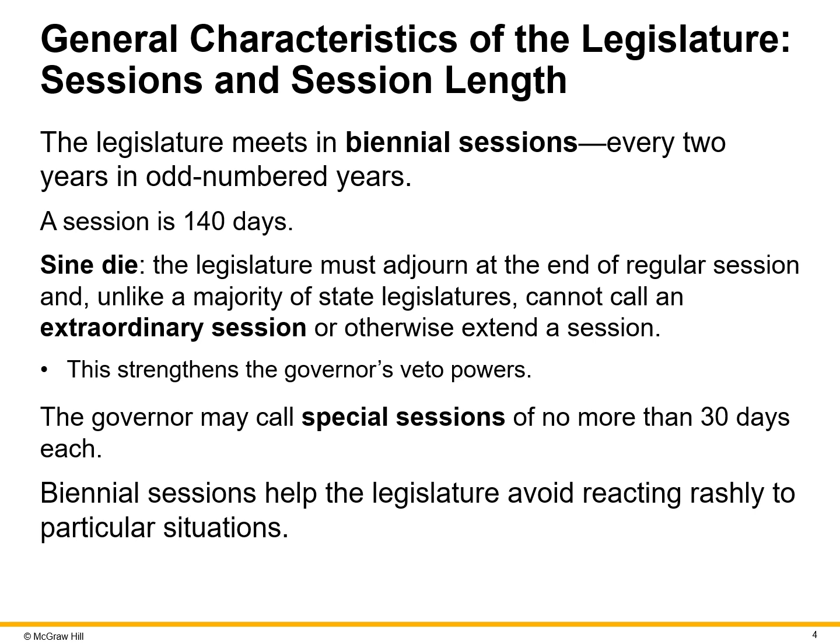The general characteristics of the legislature: the sessions and session lengths. The legislature meets in biennial sessions, meaning every 2 years in odd-numbered years. The sessions last 140 days, so you pretty much have to have a very flexible job if you want to be a state representative, right? Sine die means the legislature must adjourn at the end of the regular session, and unlike a majority of state legislatures, cannot call extraordinary sessions or otherwise extend a session. So all your business has to be done within the 140 days.